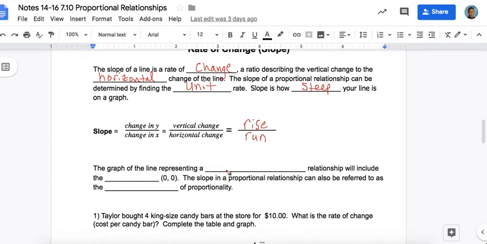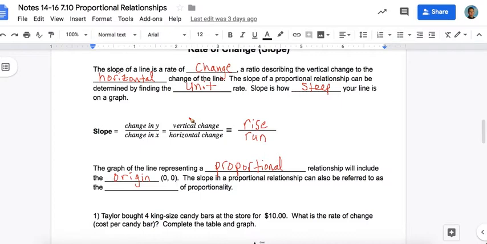Okay, the graph of the line representing a proportional relationship will include the origin, 0, 0. Because if it's a multiplication pattern, no matter what number you're multiplying by, you could be multiplying by 6, 8, 9, 10, 11, negative 1, 6, whatever you're multiplying by, when you plug in 0, you'll always get 0. 0 times anything is 0. So that's why in a proportional relationship, it's always going to go through 0.